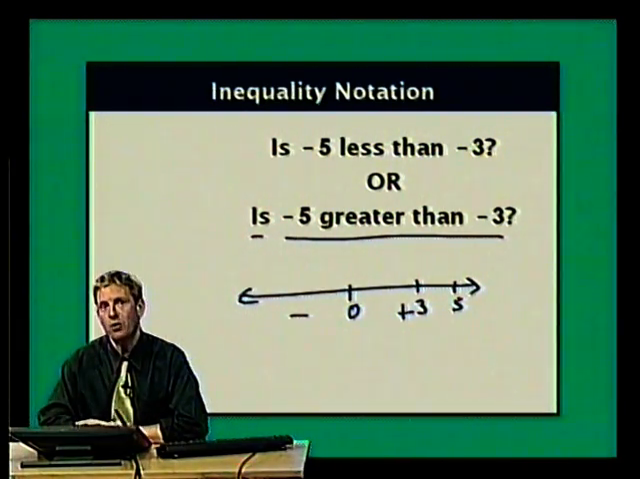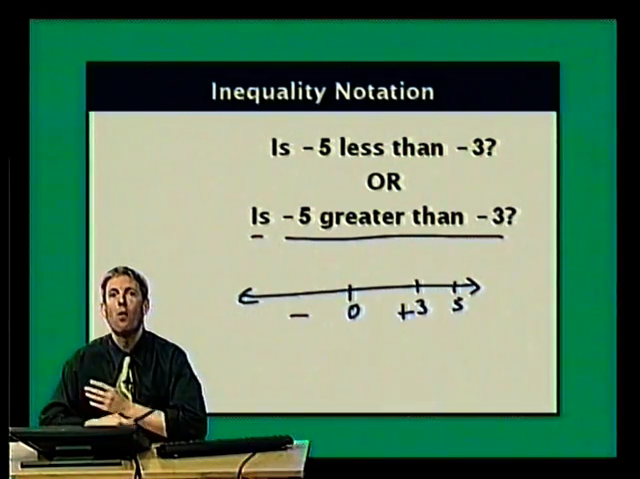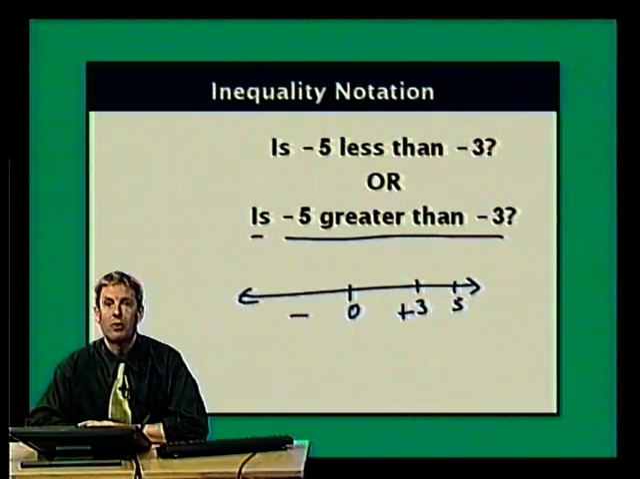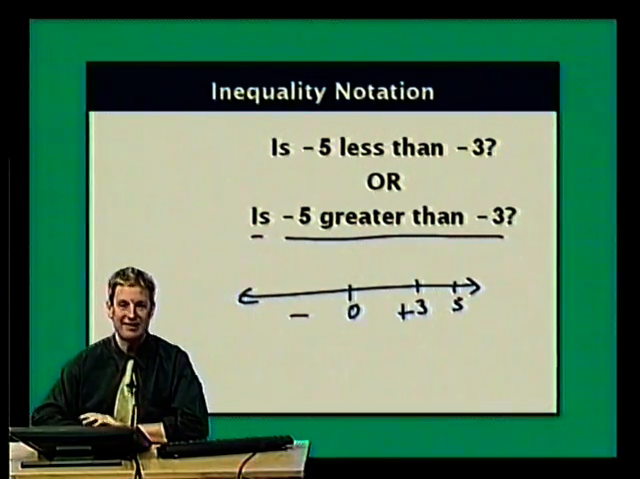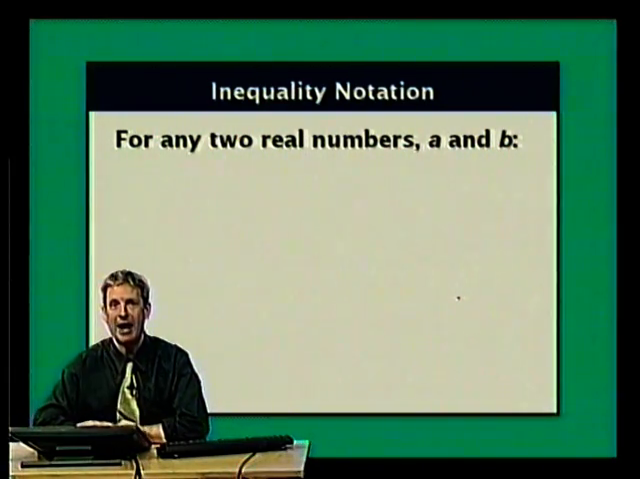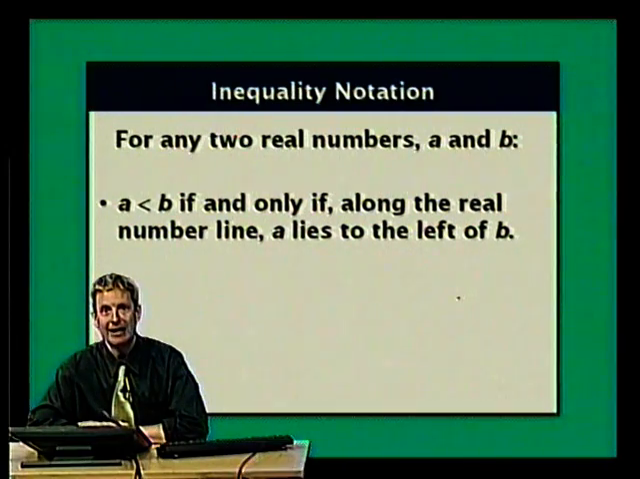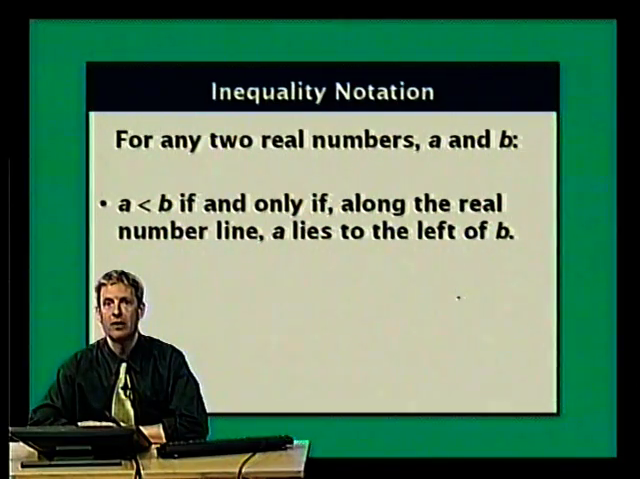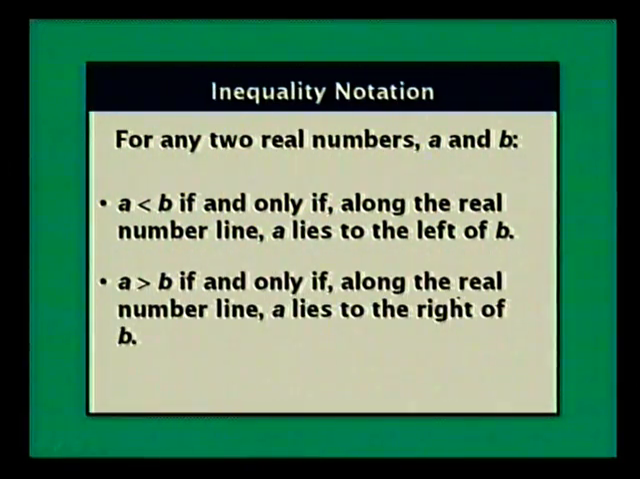So we're going to use this direction on the number line idea to formally define greater than and less than. This will allow us to compare negative numbers to positive numbers, and positive numbers. What we're going to say is that for any two real numbers, a and b, a is less than b if and only if, along the real number line, a lies to the left of b. And we're going to say that a is greater than b if and only if, along the real number line, a lies to the right of b.